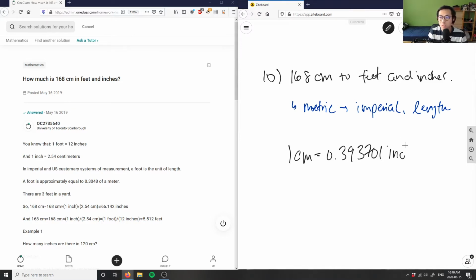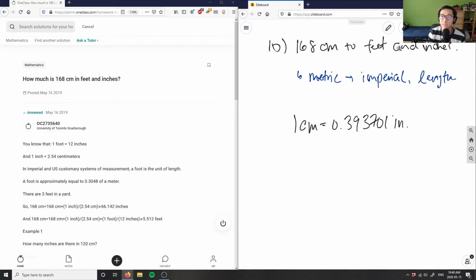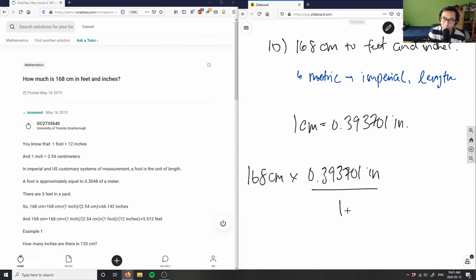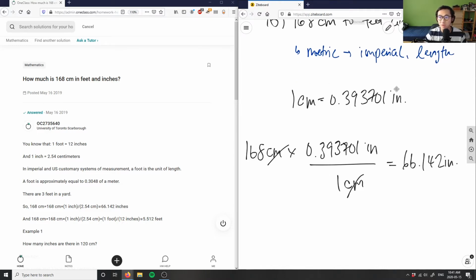So what we can do with this information is convert these centimeters. If I have 168 cm multiplied by 0.393701 inches in 1 cm, I can solve for my inches. The cm's cancel out, and I simply multiply through. So I have 168 times 0.393701. This gives me 66.142 inches.